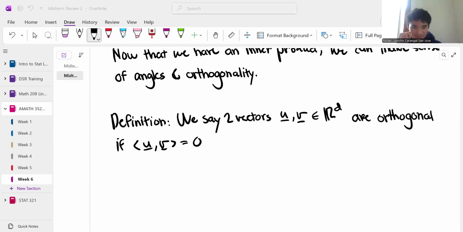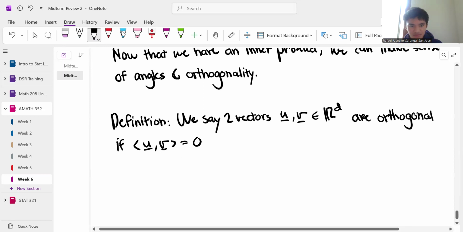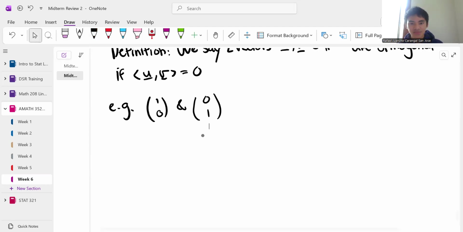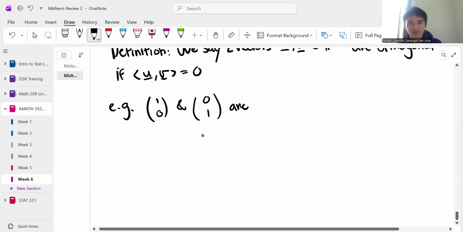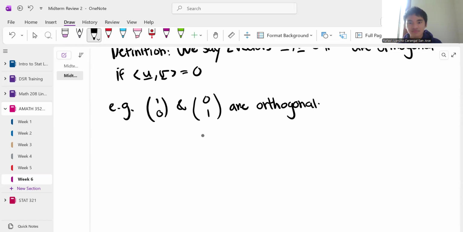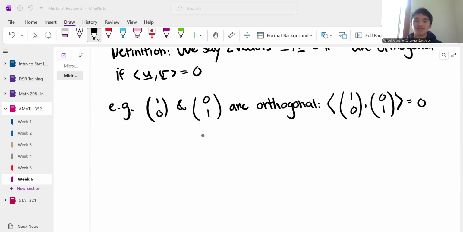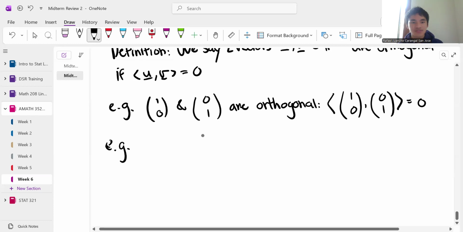Okay, let's do an example. This one's pretty easy. I think we've seen this. I'm going to do a standard basis. So we say we have the vector 1, 0, and 0, 1. So these are orthogonal, right? How do we know? If we take the dot product of these two standard basis vectors, we would get 0. 1 times 0 is 0, plus 0 times 1 is 0. So that's one simple example.